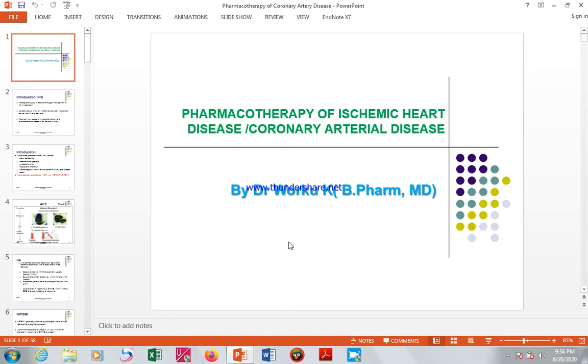This is the pharmacotherapy of ischemic heart disease, which is also called coronary arterial disease. Under these topics, we will try to discuss some of the components of coronary arterial disease, or spectrums of ischemic heart disease, and we'll see their pharmacotherapeutic management.